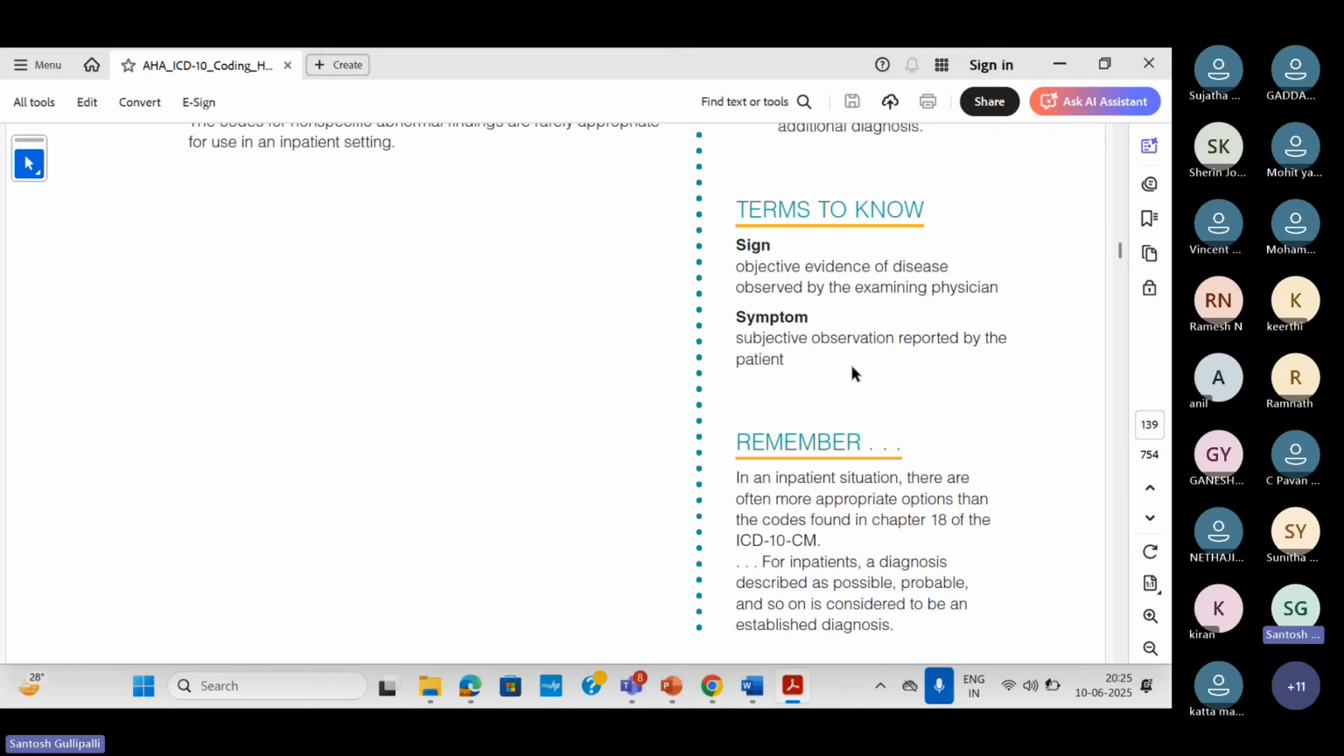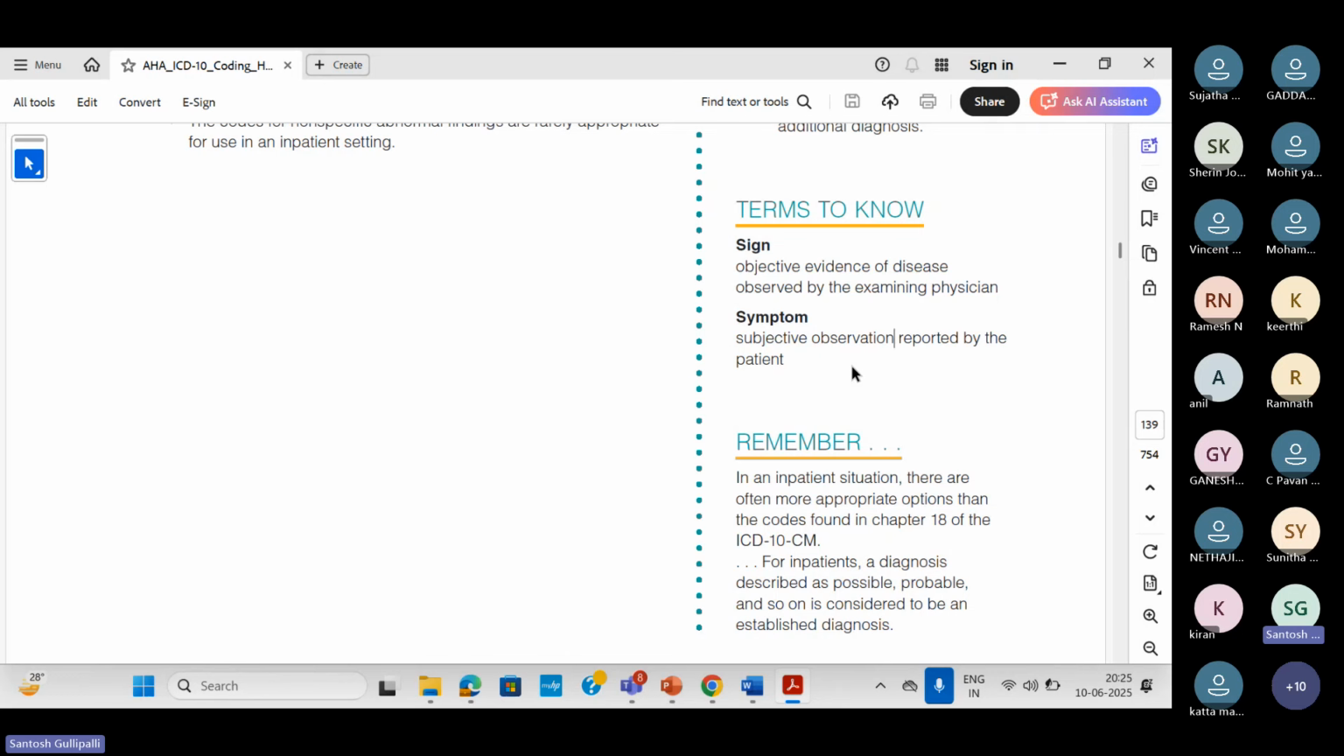The symptom means subjective observation reported by the patient. At the hospital, the patient comes with symptoms like abdominal pain, nausea, vomiting, some knee pain. The physician evaluates the patient and finalizes one specific diagnosis after evaluation. What is the root cause, the underlying cause of these symptoms? That is the sign. For example, the patient comes for abdominal pain, that is a symptom. The physician diagnosed acute appendicitis, that is a sign.